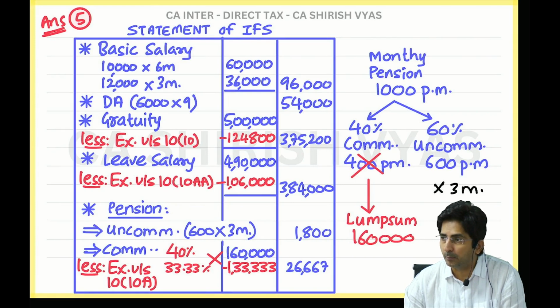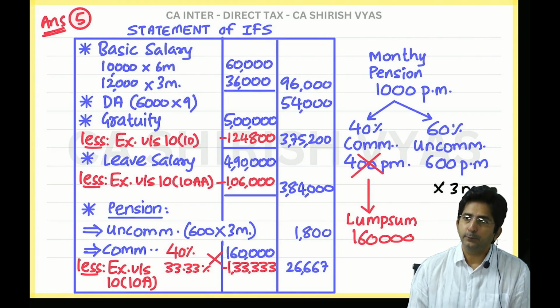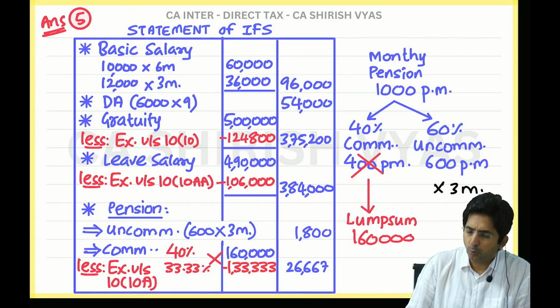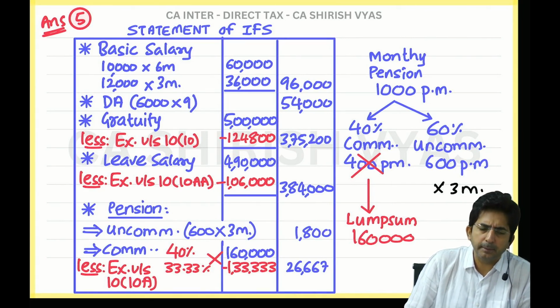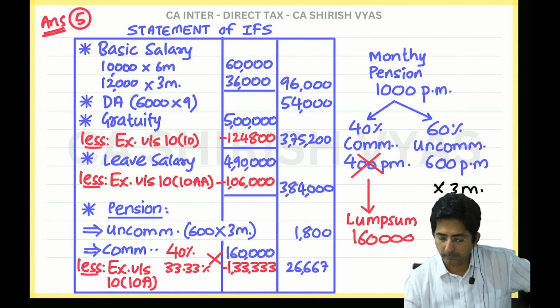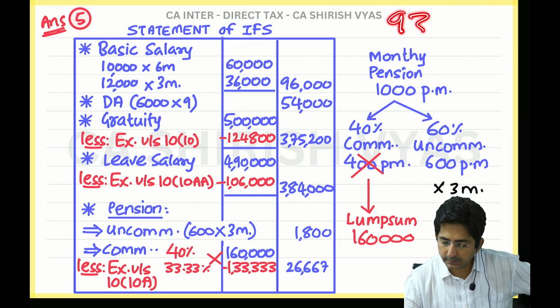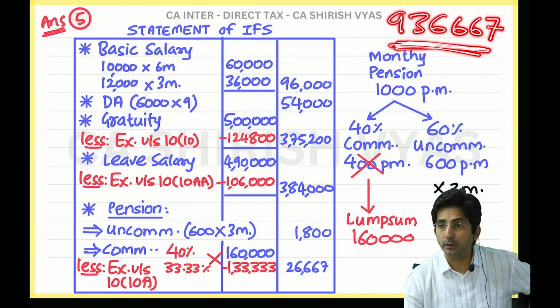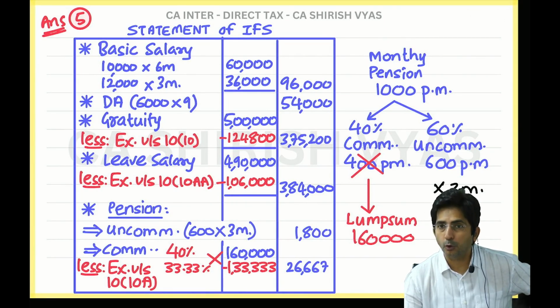Section, what have you written? Have you written the section properly? 10(10A). See, if you don't remember all this, it is all waste. Then total up the statement. So what is the total? I have not done the totaling. You tell me what is the total? 9,36,667, right? Getting this total, 9,36,667. What is the gross salary?